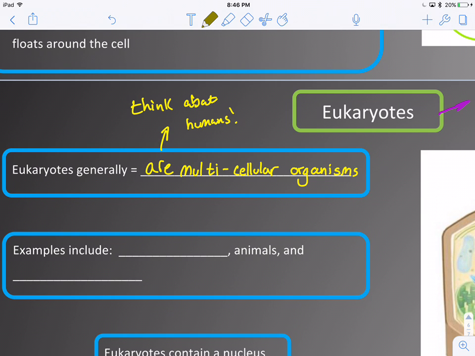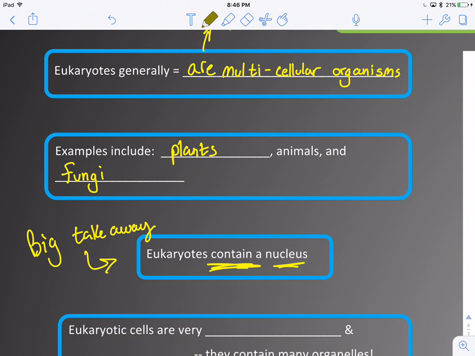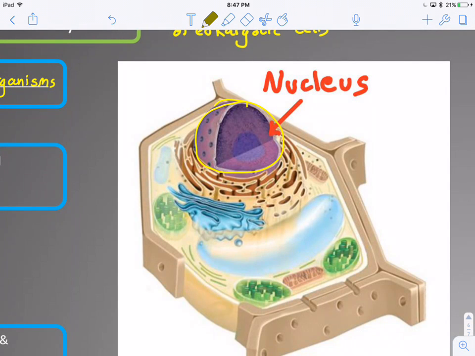And so examples of eukaryotes include plants, animals, and all different types of funguses. They're called fungi. Big takeaway: eukaryotes contain a nucleus. That is definitely something that you need to be getting from this lecture. And again, if you look here on the right, you can see that we have that big purple nucleus right there. That's right in the middle of the cell, and that's where the DNA is.